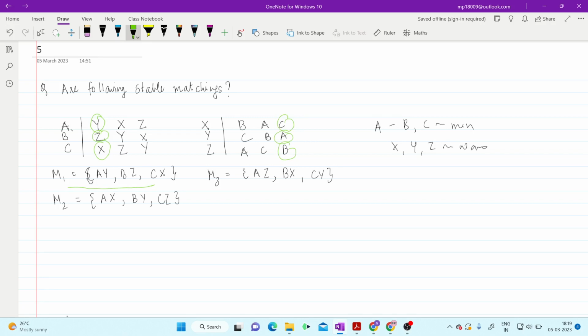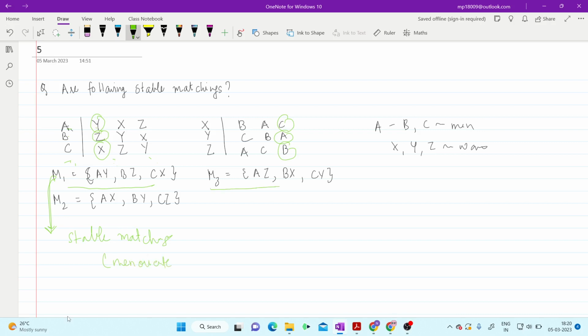Yes, because you see, everyone on the men's side is getting their first preference. So all the other pairs won't be preferable to men. So this is a stable matching, and you can also see that this is a men oriented stable matching.